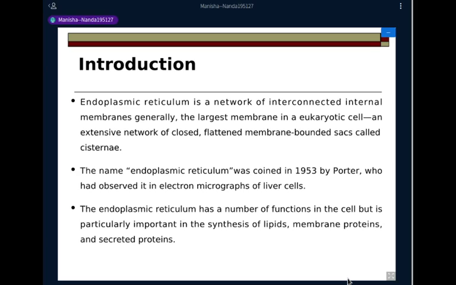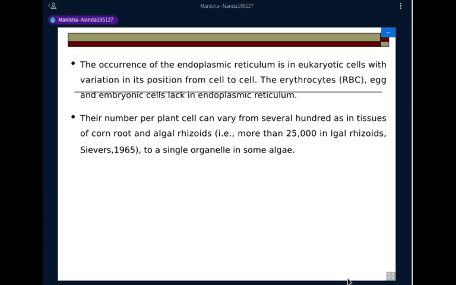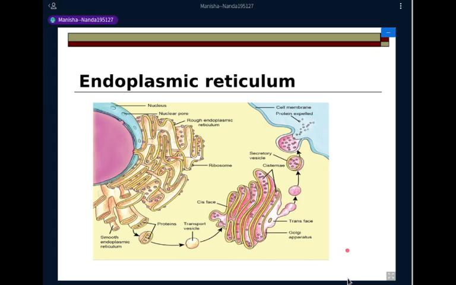So, endoplasmic reticulum is a network of interconnected internal membranes. Generally, it is called the largest membrane in a eukaryotic cell, an extensive network of closed, flattened membrane-bound sacs called cisternae. I'll just show you a figure, a diagram of the endoplasmic reticulum, which will quickly reflect the structure of endoplasmic reticulum to you.